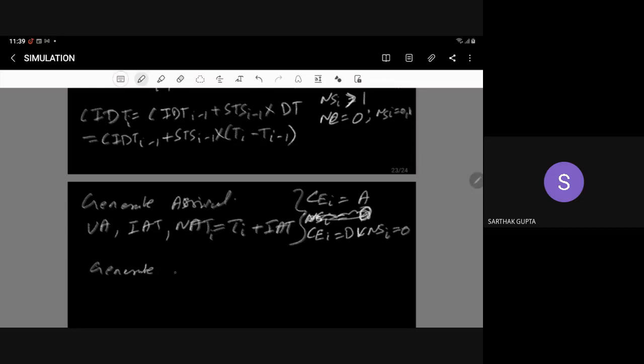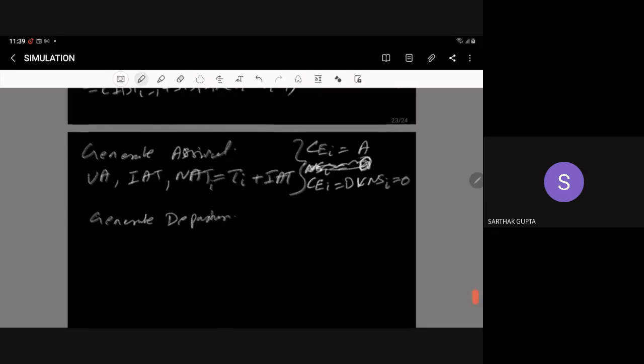So we generate the departure when the current event is the departure. How can we generate the departure? For that we require the random number for service, then we compute the service time, then NDT, next departure time, is equal to the current time plus service time.